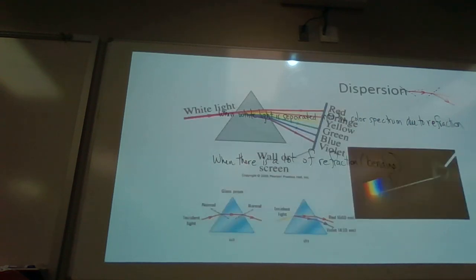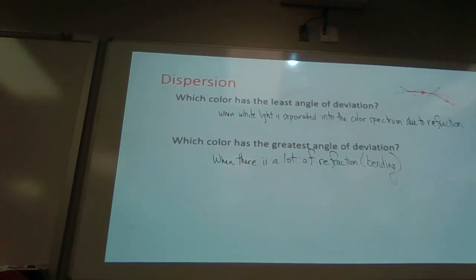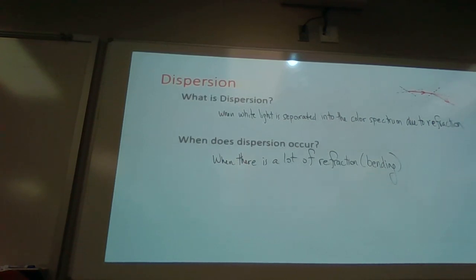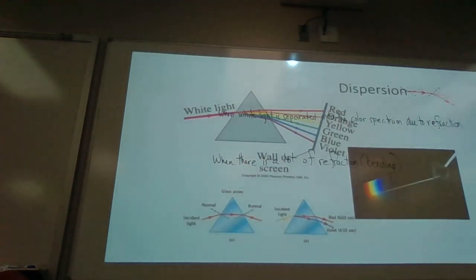Secondary question. What color has the least angle of deviation and which color has the greatest angle of deviation? Which one has the least? Which one's bent the least? Red. And which one's bent the most? Violet. Okay. The reason that is because of the different wavelengths.